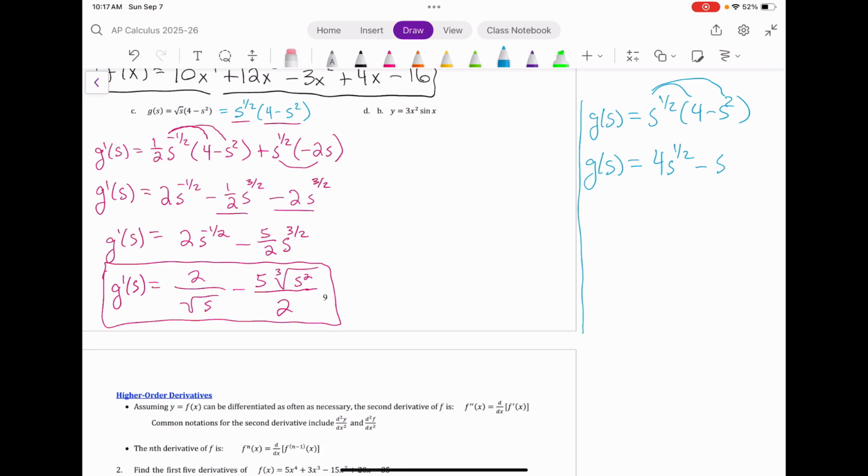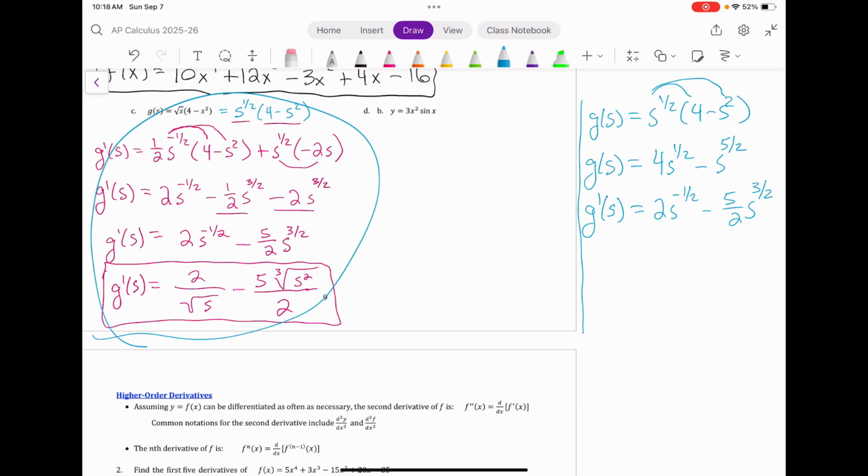So s to the 5/2, right? Because you're multiplying common base, you add the exponents, and then you can take the derivative of this. So you get, right, 4 times 1/2 is 2, and then s to the 1/2 minus 1 is negative 1/2, and then minus 5/2 s to the 3/2, right? So you see it's the same thing as that. So either method is fine. You could do the product rule like what we did over here, or multiply it all out and use the power rule once you have it in standard form.